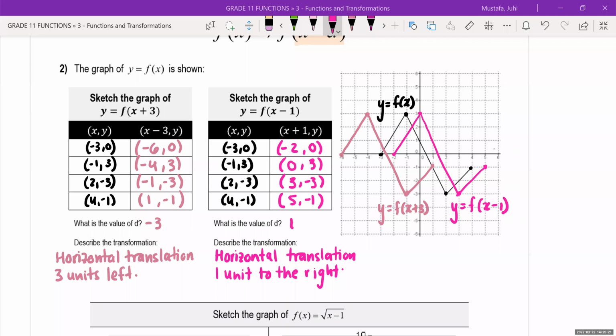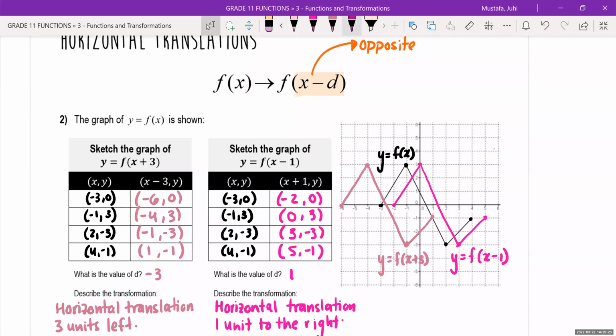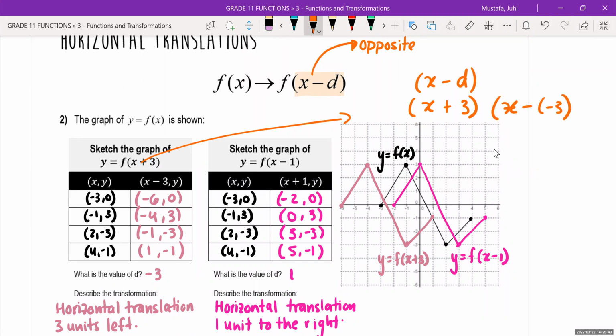So the question was, why is the value of D always the opposite? And it's because the actual formula is x minus D. So in the first question, we have x plus 3. The only way to have gotten that is if you did x minus negative 3. And that's why the value for D is negative 3. That's like the actual definition. I always just think about it as just whatever the opposite is in the question.